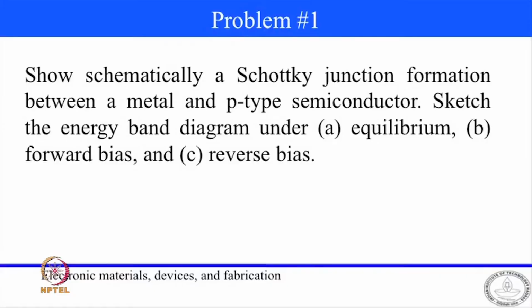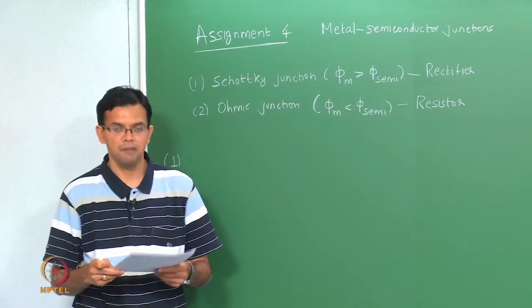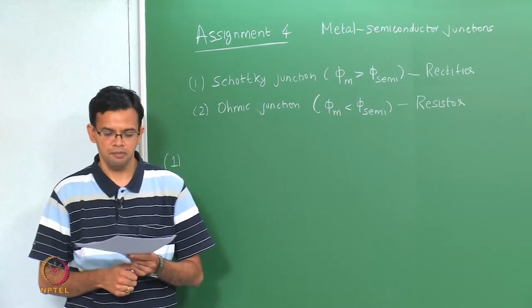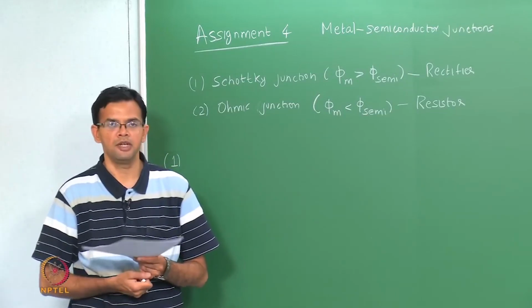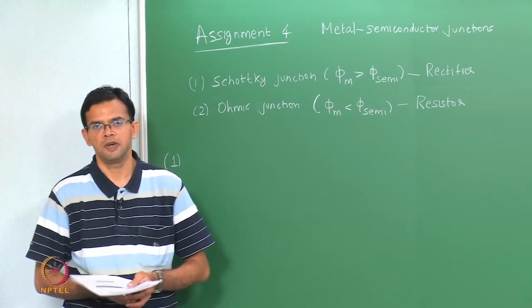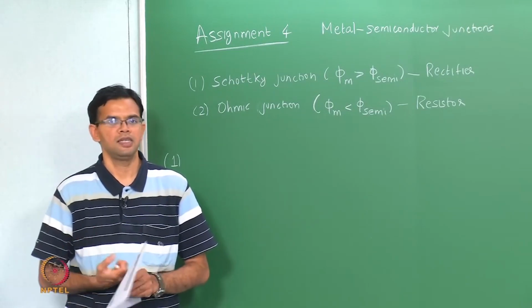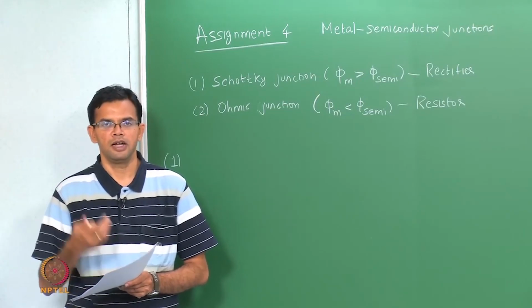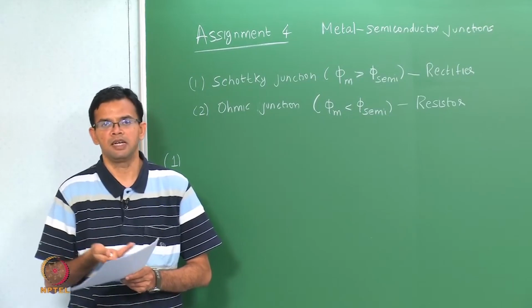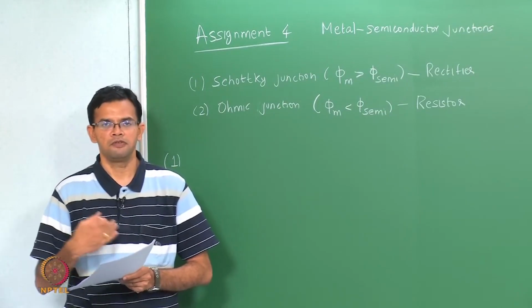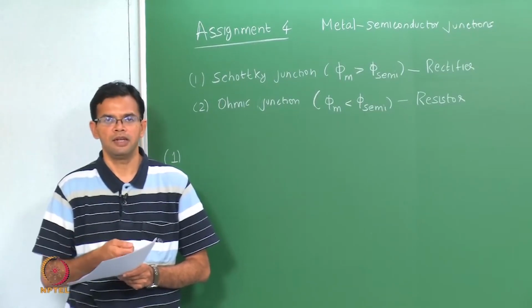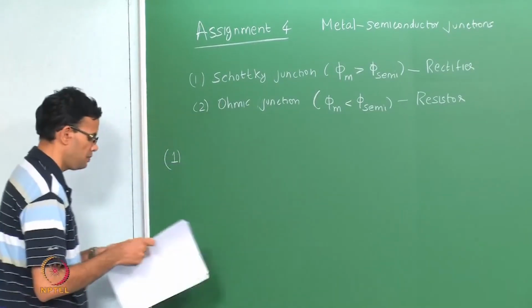So, we want to show how a Schottky junction is formed between a metal and a p-type semiconductor. So, we can do this by sketching the band diagram under equilibrium, forward and reverse bias. So, in class when we looked at the example of a Schottky junction, we looked at a metal and an n-type semiconductor. So, let me draw that first under equilibrium, and then from there we will look at a metal and a p-type semiconductor.